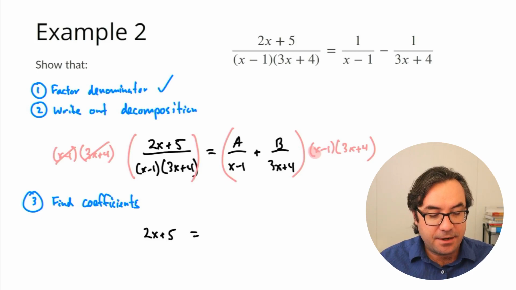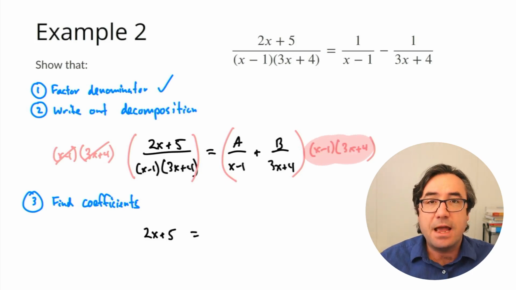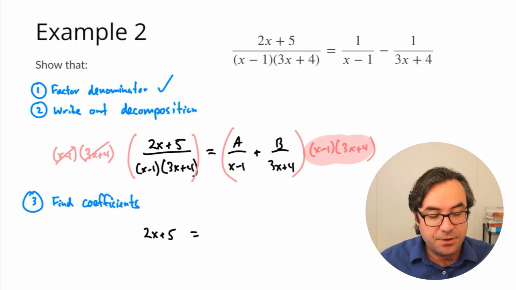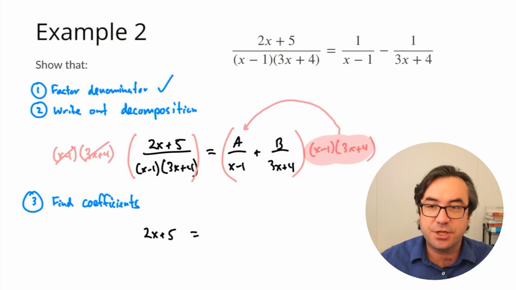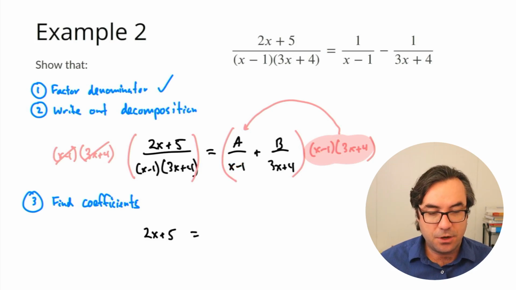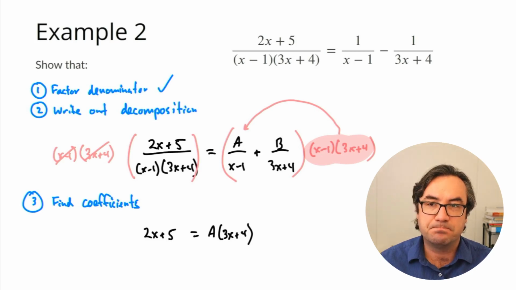So we're going to take this entire (x minus 1)(3x plus 4), and we're going to distribute it individually to each fraction. So this whole thing is going to go to our first fraction there. And when we do that, the x minus 1s are going to cancel. So we end up with a times (3x plus 4), the opposite term.